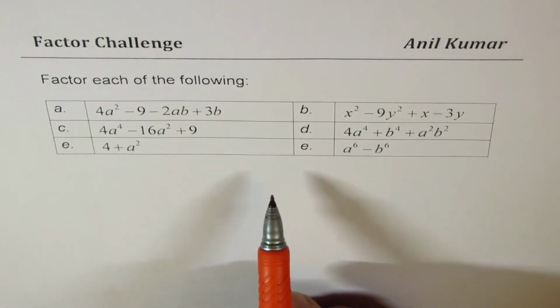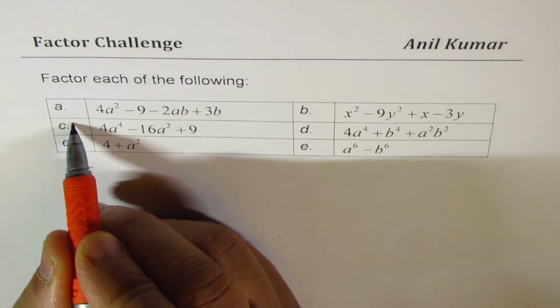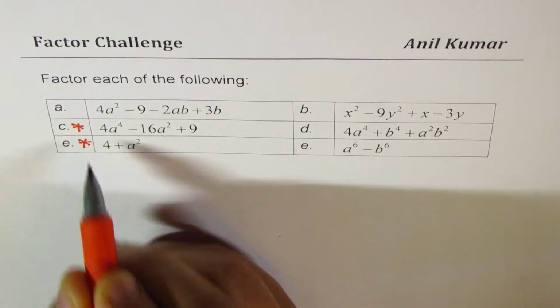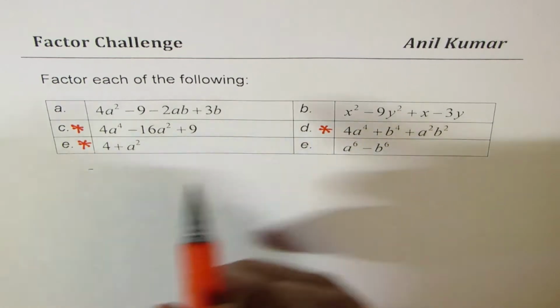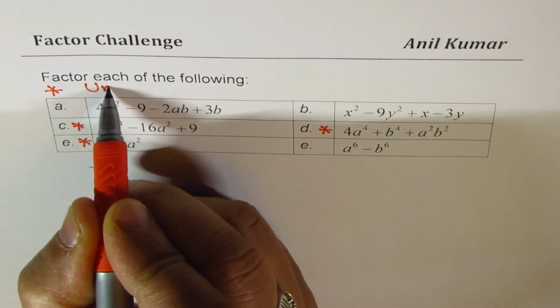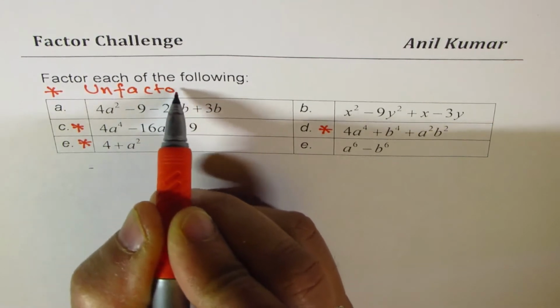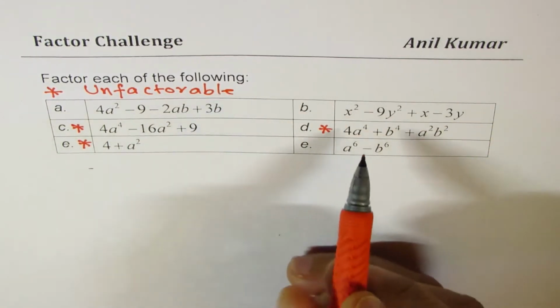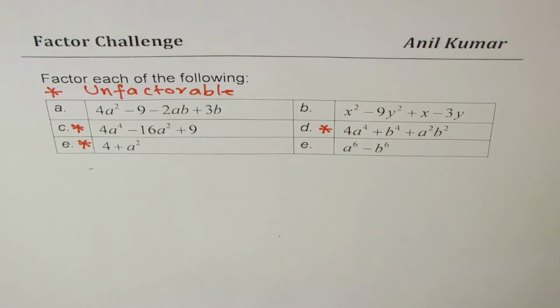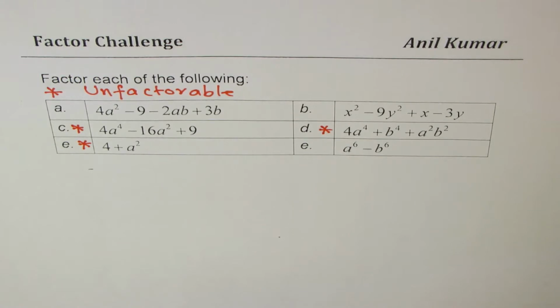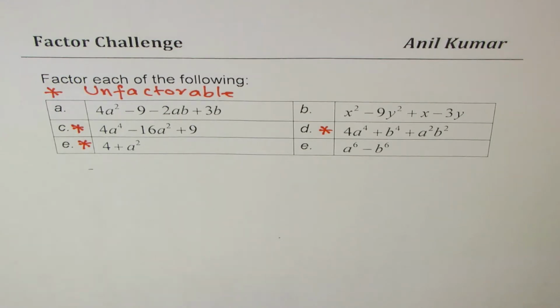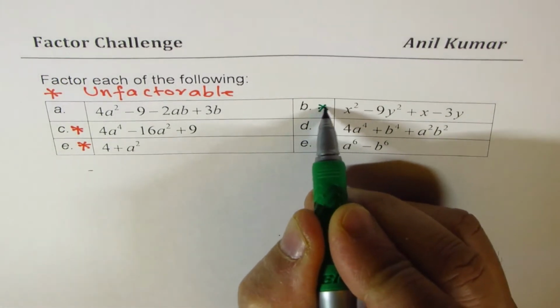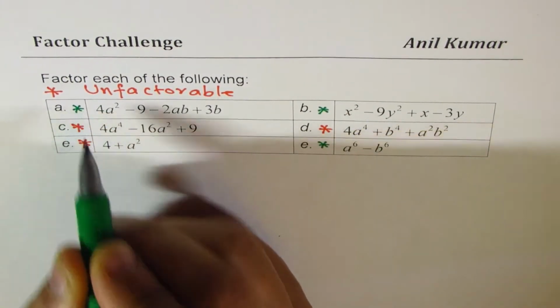6. If you really look into them, these 3 are unfactorable. So you really cannot factor them using the techniques which you have learned so far. The other 3 are not so difficult, but they require application of the techniques twice. So the other 3, they require the techniques twice.